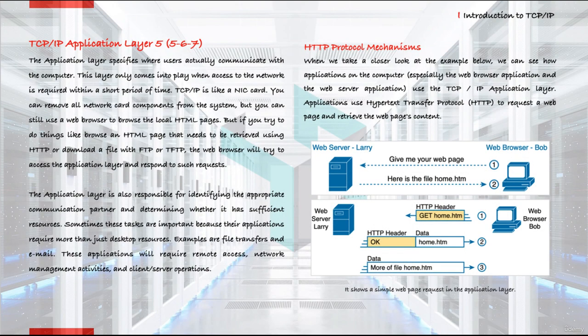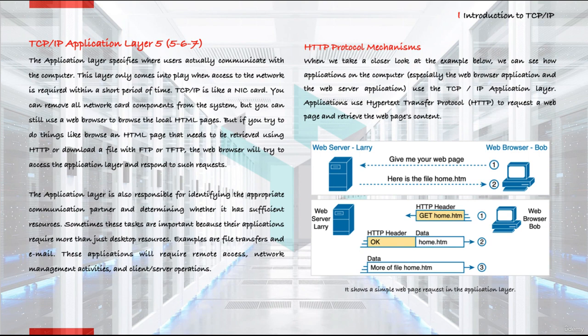On this page, let's talk about the application layer in TCP/IP, layer 5, where users actually communicate with the computer. This layer is activated only when there needs to be access to the network. TCP/IP, it's like a network interface card. You can remove all of the network card components from the system, but you can still use a web browser to browse local HTML pages. But if you try to do things like browse an HTML page that needs to be searched using HTTP or download a file via FTP or TFTP, the web browser will try to access the application layer and respond to such requests.